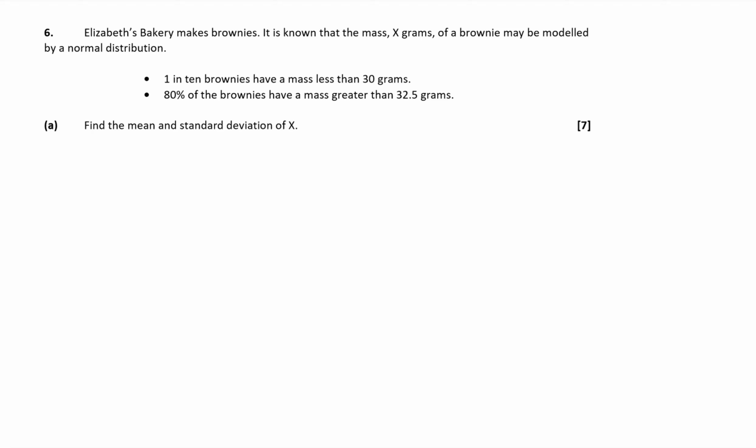Question 6. Elizabeth's Bakery makes brownies. It's known that the mass X grams of a brownie may be modelled by a normal distribution. We're told 2 facts here. We're told that 1 in 10 brownies, i.e. 10%, have a mass of less than 30 grams, and that 80% have a mass greater than 32.5 grams. We need to find the mean and the standard deviation.